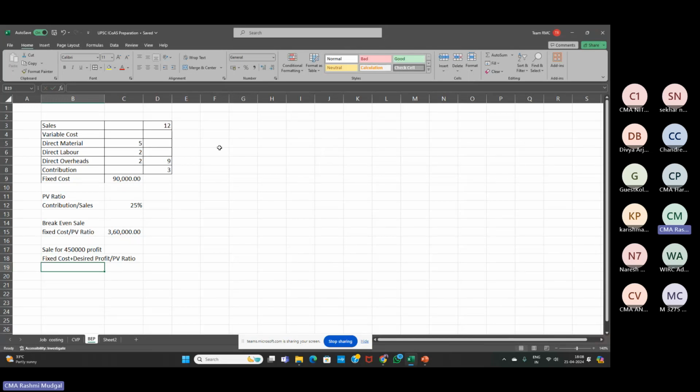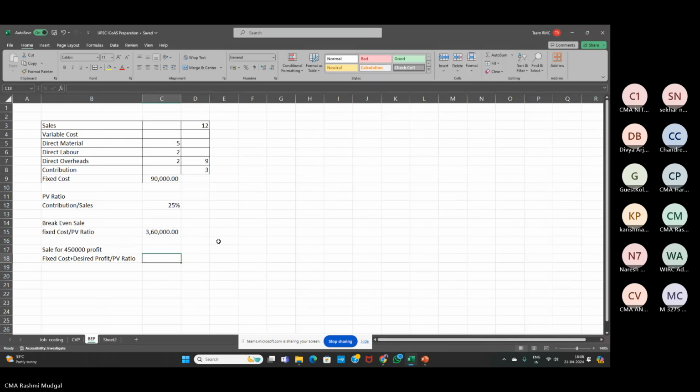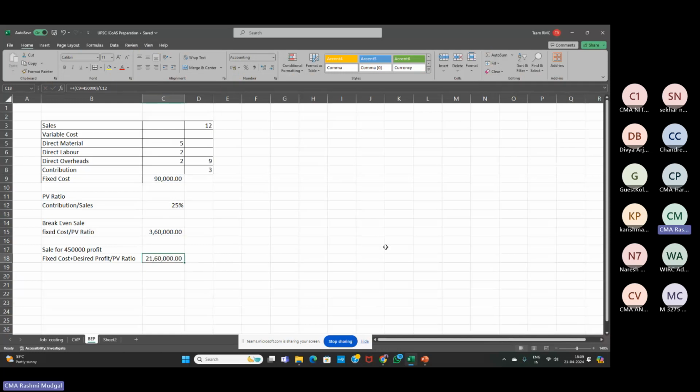Okay, so this is the formula for the desired profit. So now I will come to 90,000 plus my desire was 4,50,000 divided by PV ratio is 25%. So I need to make a sale of 21,60,000.